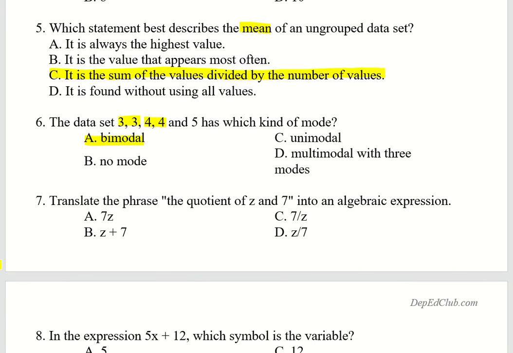7, translate the phrase the quotient of z and 7 into an algebraic expression. So when you say quotient, that is divide. So this will be z over 7. Okay, kasi nauna dito yung z, so that will be your numerator, 7 will be your denominator po.